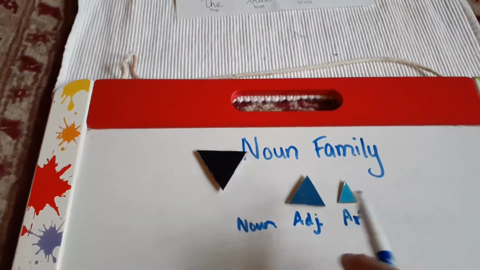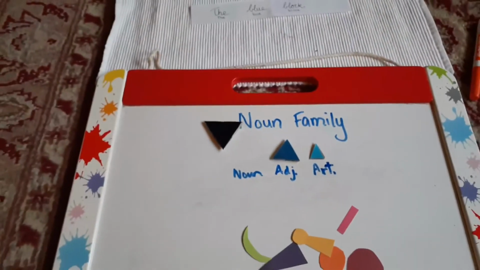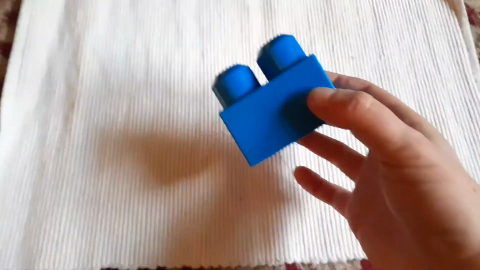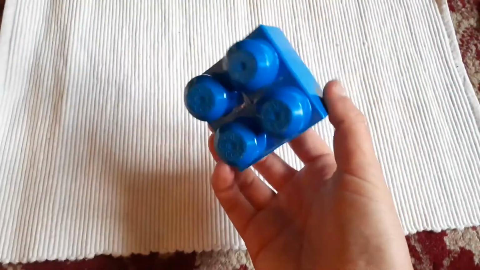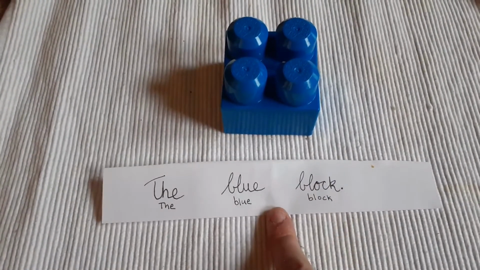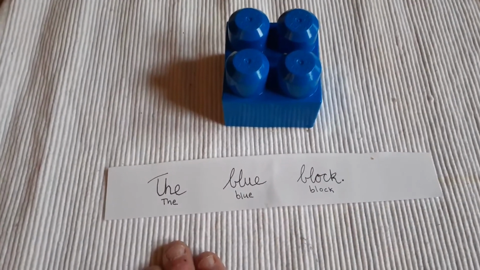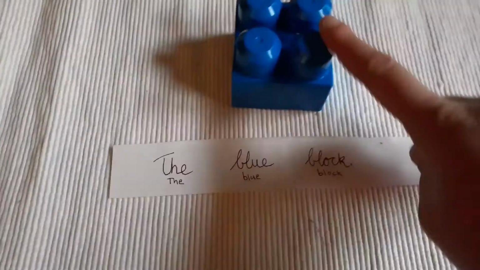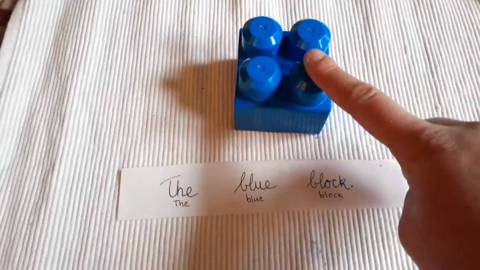So we're just going to go through a couple of examples just using these three symbols. So ask your child, what is this? And your child might say, it's a block, it's a mega block. And the sentence that you have, of course, pre-prepared is the blue block. And you say to your child, which of these words is the thing? Which one's the noun? And they might point to the block and you say, okay, block.